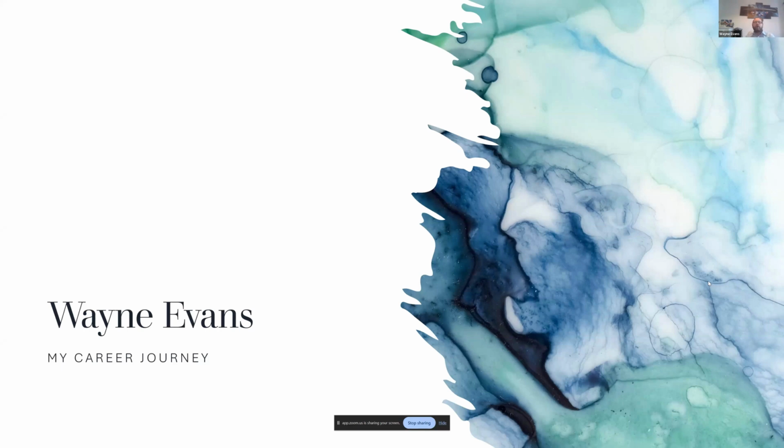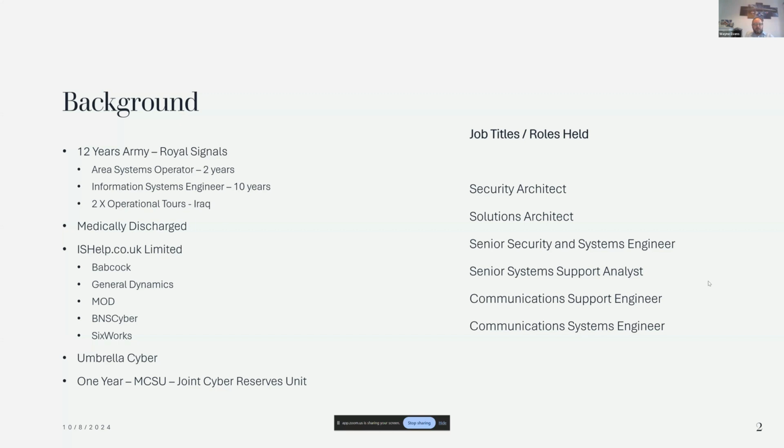First thing is, obviously I'm a non-grad, so I entered cyber through working from help desk right up. My background is that in 2001 I joined the British Army. It completely changed my life. I joined the Royal Signals, where I became an area systems operator, which is effectively dealing with radios and basically a BT man in a field with a gun.